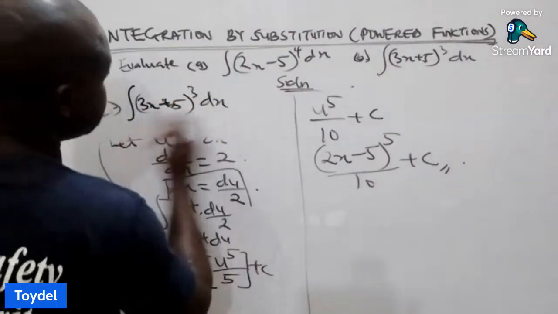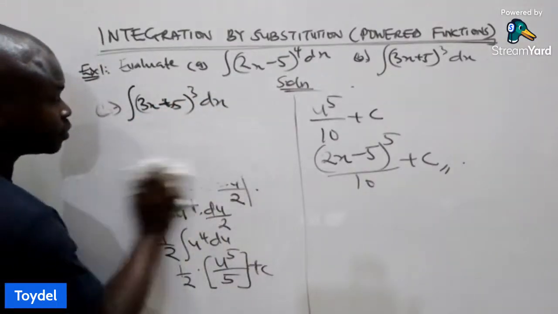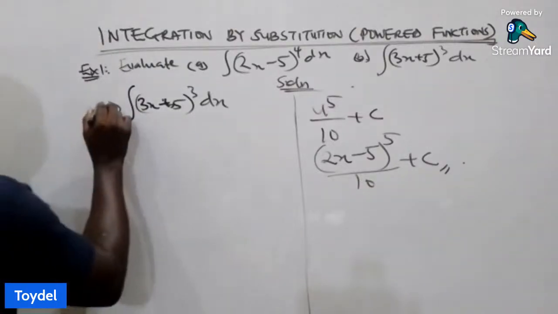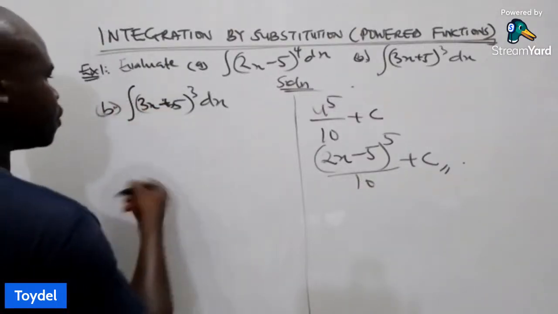And of course, the function could be any function. It could be an exponential function, a transcendental function, it could be any function. So it's not compulsory that it is a polynomial function. We do the same thing.